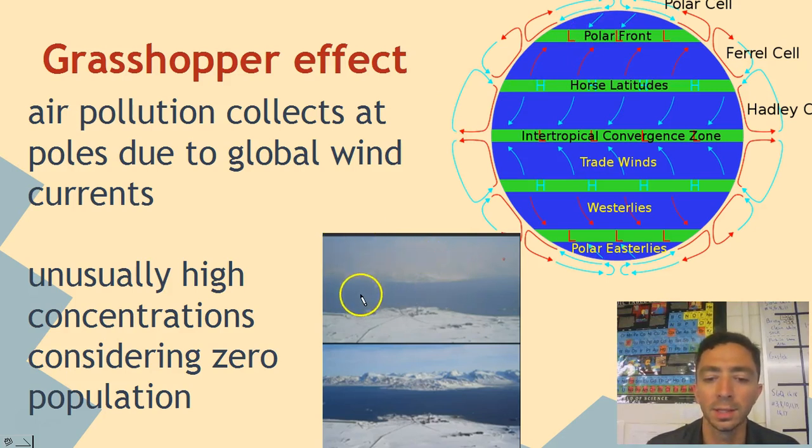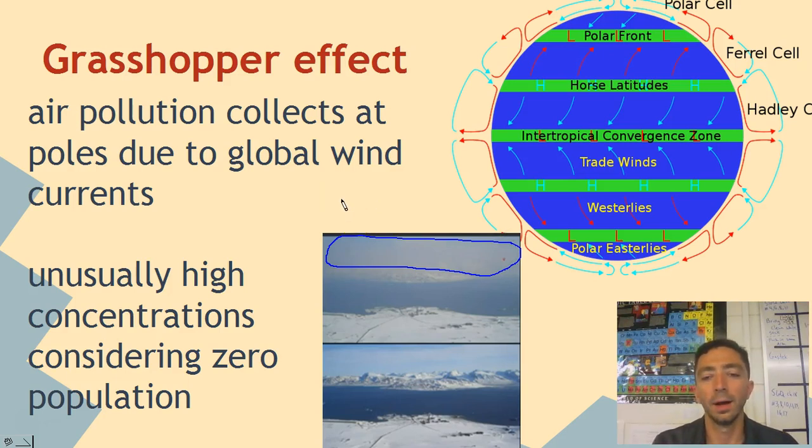pollution up there, and you can see in this picture of the same location, we have gray smog forming in Antarctica, and we don't have power plants in Antarctica. There's no exhaust from automobiles in Antarctica. So how did these pollutants get there? And the answer is that they are deposited due to these polar cells and these global wind currents.